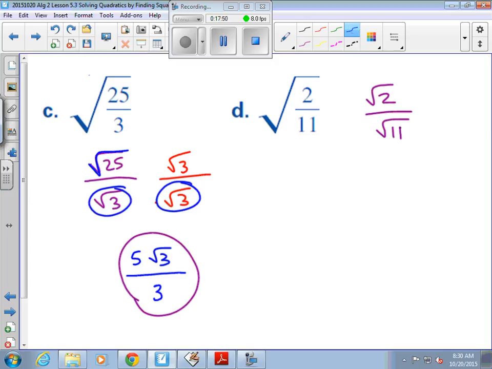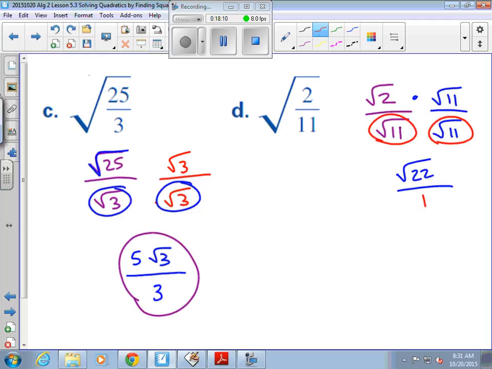So remember, whatever's at the bottom, the square root of 11, multiply by that over itself. The square root of 11 over the square root of 11. Multiplying straight across, the square root of 2 times the square root of 11 is the square root of 22. And the square root of 11, remember, it's the same exact radical. So whatever the radicand is, in this case 11, goes at the bottom. There's no perfect squares in 22.